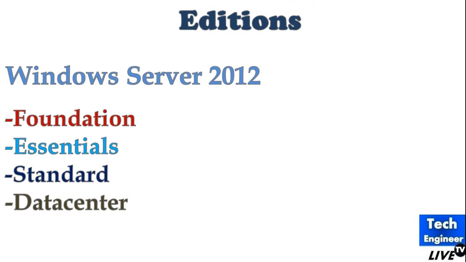Foundation, Essentials, Standard, and Data Center are the four basic editions of Windows Server 2012, which is now continuing in R2 as well. So let's check the KB of Windows editions and the roles and the features. Let's check it out, the KB here.